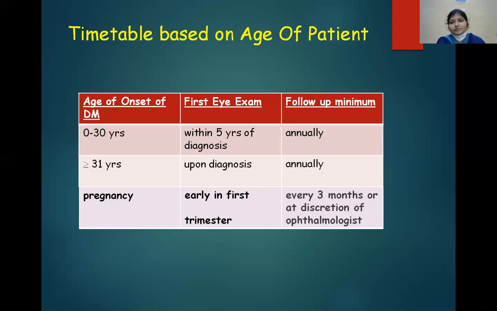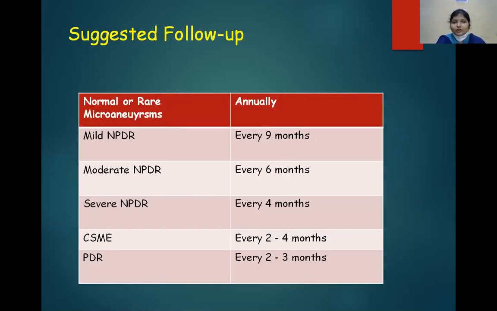If the age of onset is more than 31 years, generally it indicates type 2 diabetes. So, as already mentioned, in type 2 diabetics, almost 5% of the patients have retinopathy at the time of diagnosis of diabetes. So, in such patients, fundus examination is done immediately at the onset of diabetes, and follow-up should be yearly. In case of pregnancy, sometimes gestational diabetes is present. In such patients, we have to examine the fundus in the first trimester and then later every 3 months or at the discretion of the ophthalmologist.